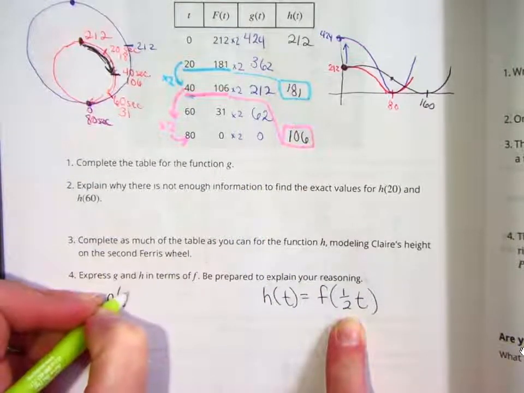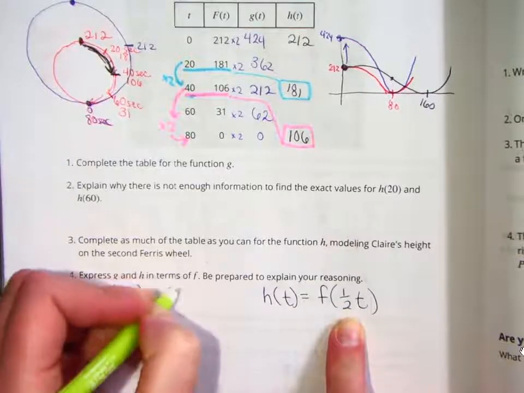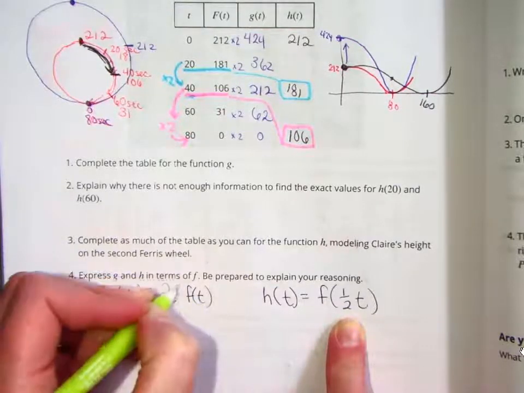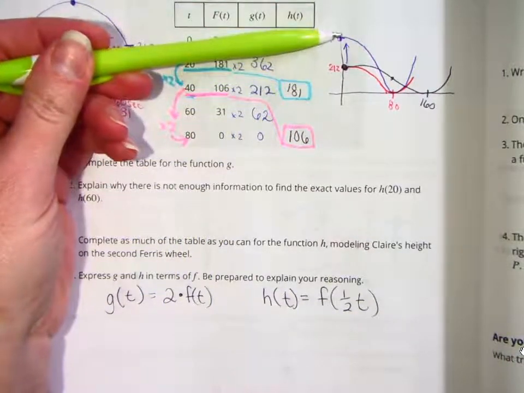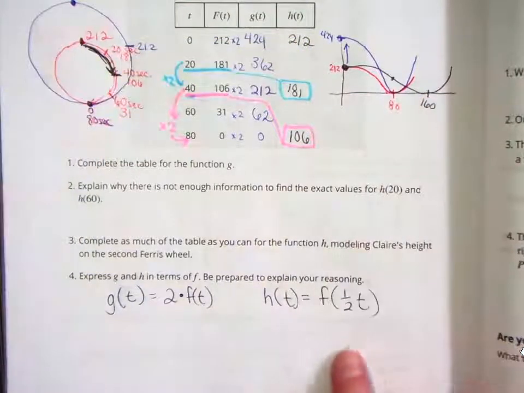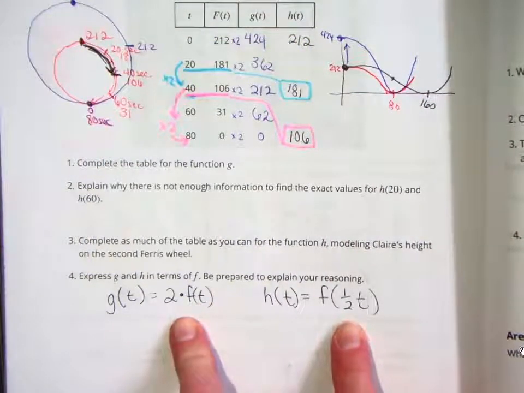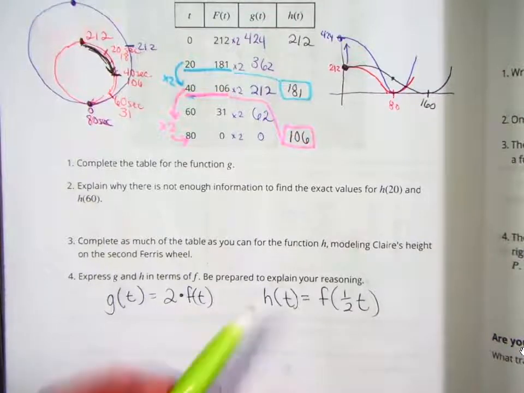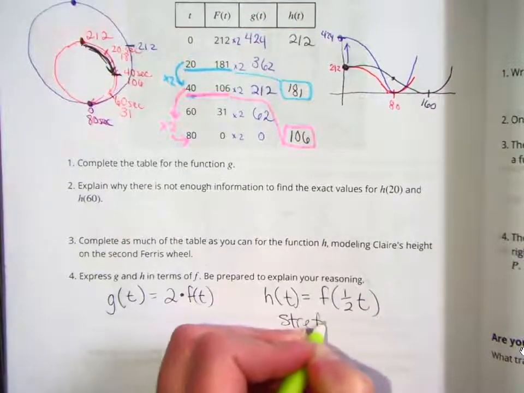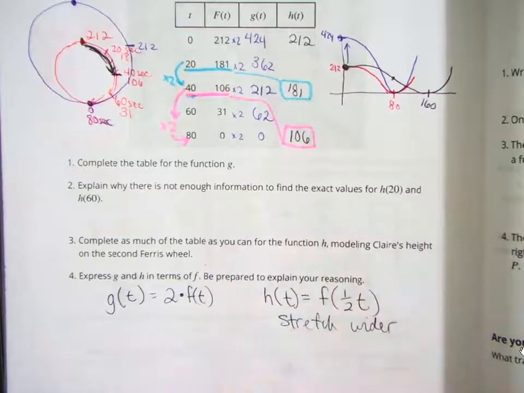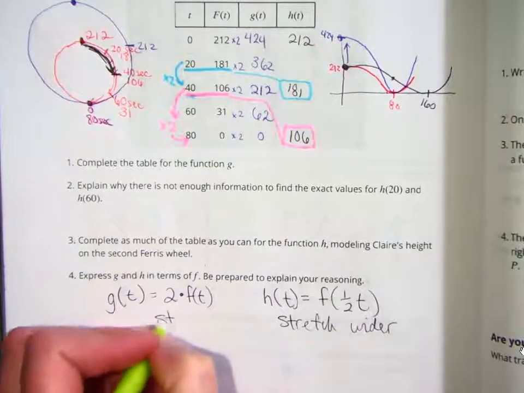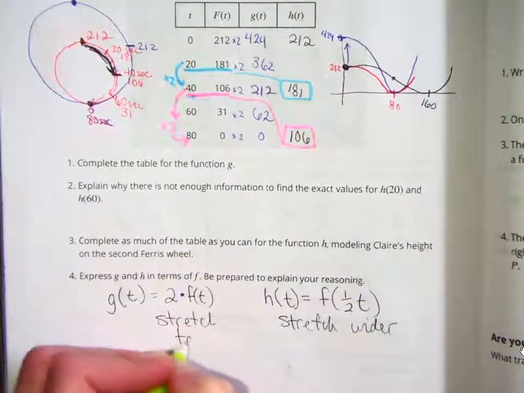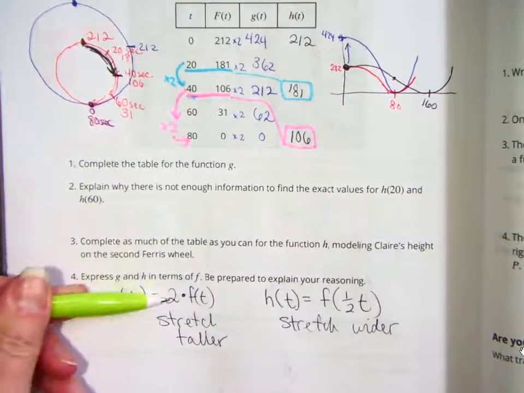Our g function just took everything and made it twice as tall. All of those output values that we had, it just doubled every output. It stretched it twice as tall. This one made it twice as wide. And notice the difference in what that looks like, right? Here the graph stretched wider, but in order to do that, we had to cut our inputs in half. Here we stretched it taller. We could take our outputs and double them.